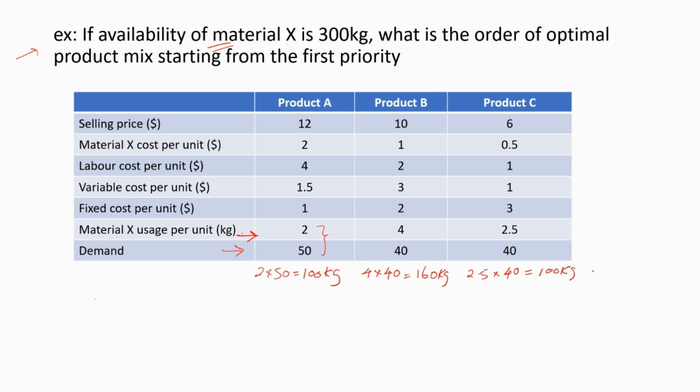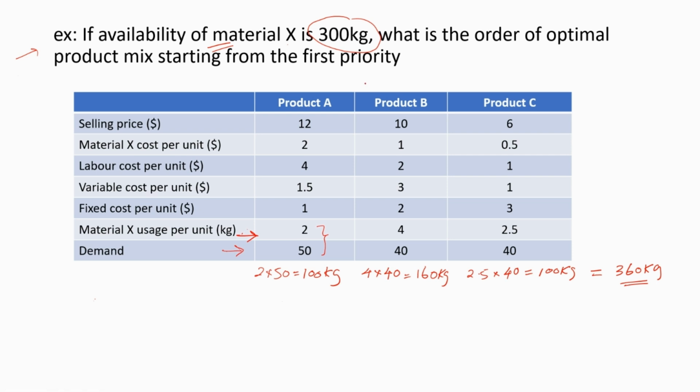Now let's calculate the total need of material X for product A, B and C. This is equal to 360 kilograms. So do we have 360 kilograms of material X? No, we don't. We only have 300 kilograms, but we need 360 kilograms. This means material X is a limiting resource. So the first step is done.